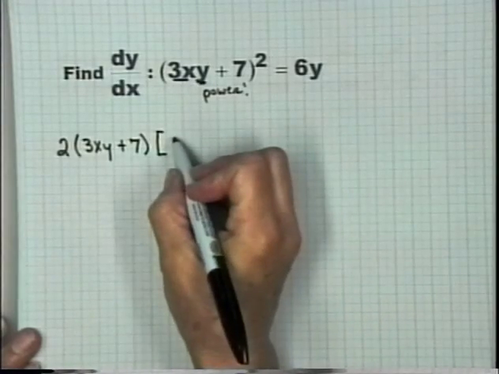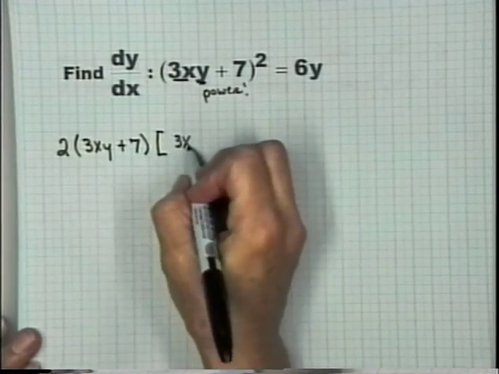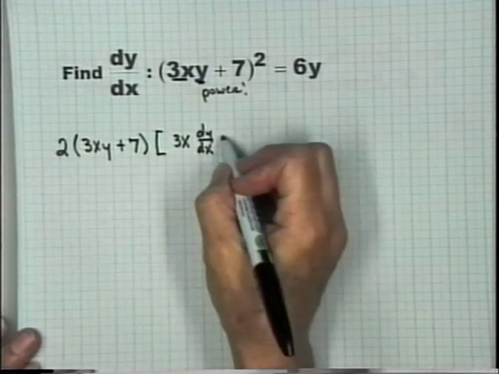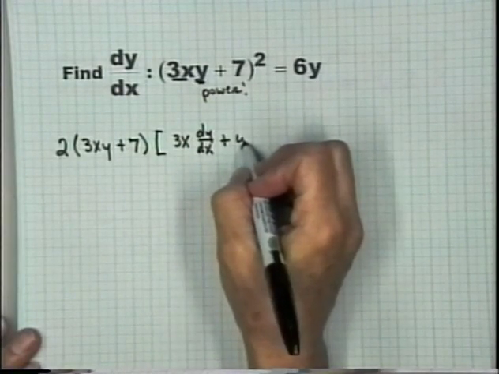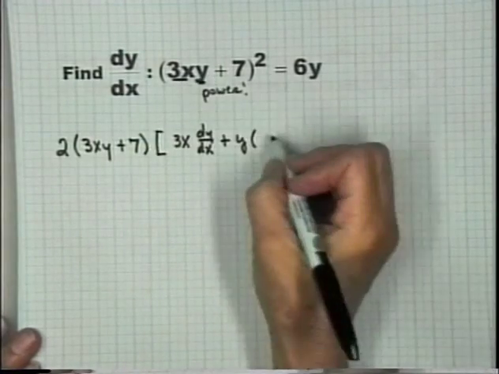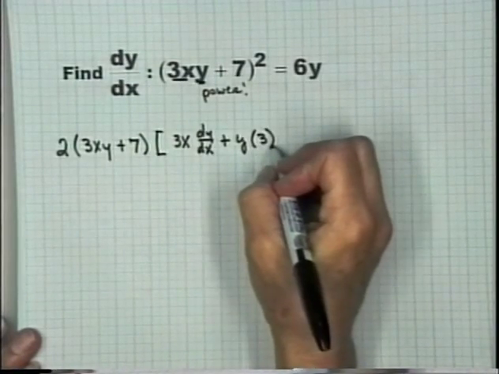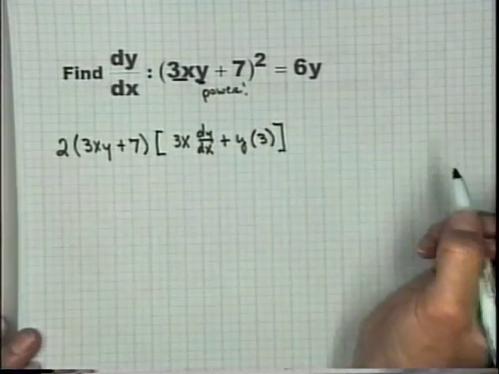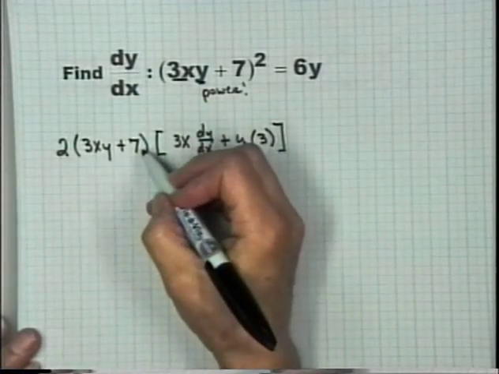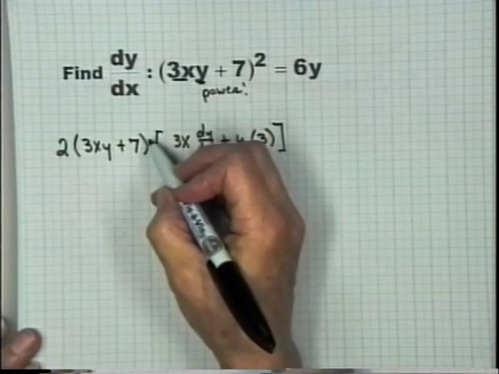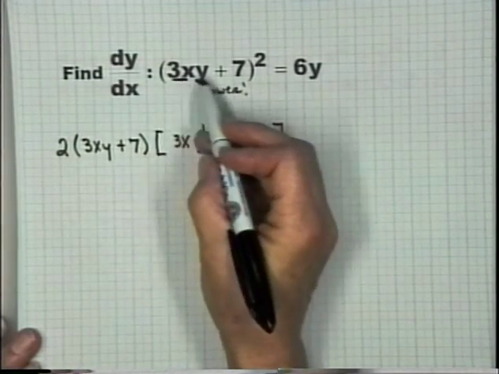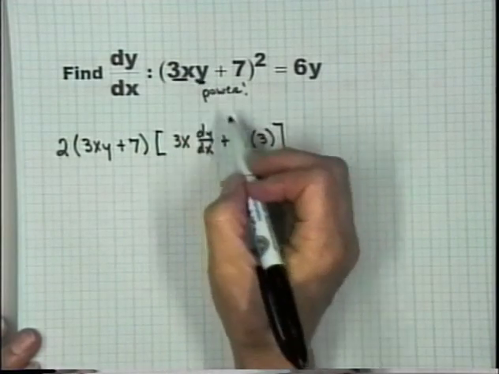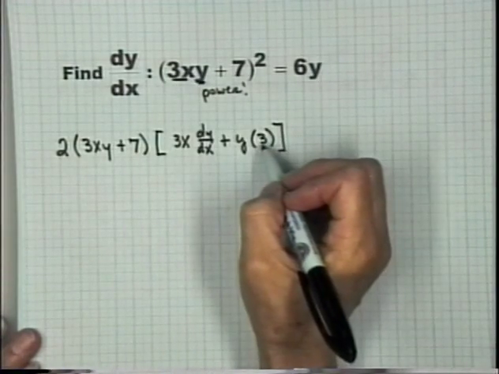Okay? So my first function, 3x, times the derivative of the y is dy/dx, plus the second function y times the derivative of the first function 3x would be a 3 times 1. Of course, the derivative of that 7 is a 0. Okay, so I did the power. 2 came down, my quantity reduced to the first power, and then I went inside. This was a product. So first, derivative of second, plus second, derivative of first.